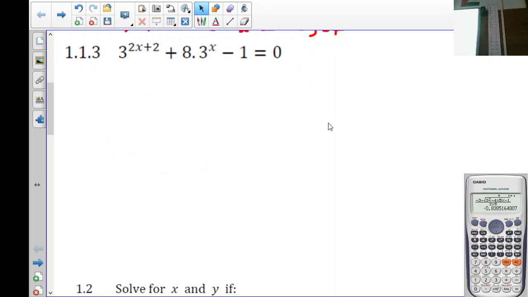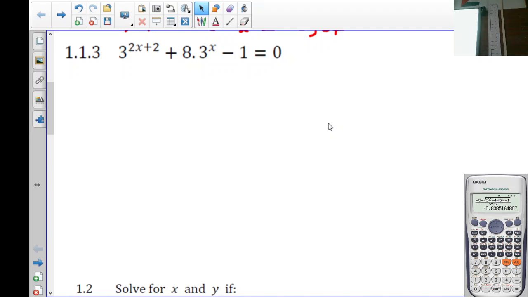The question says you've got 3 to the 2x plus 2, plus 8 times 3 to the x, minus 1 is equal to 0. Now there's more than one way of doing this. I'm going to use the substitution method, because the weaker learner understands or sees it easily if they do the substitution method.